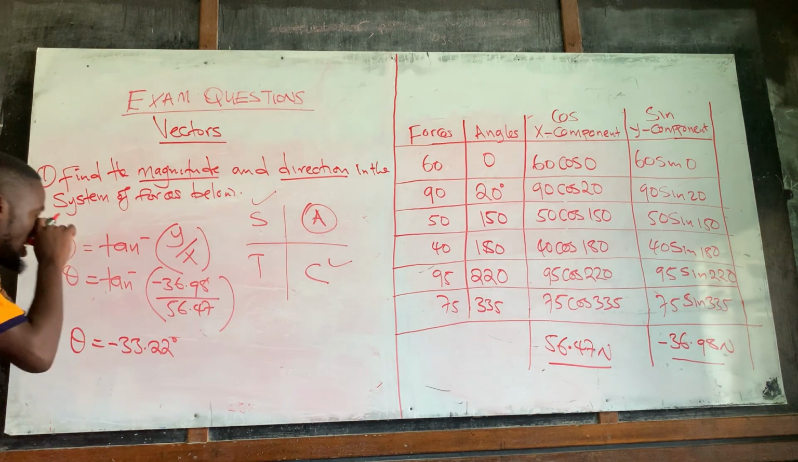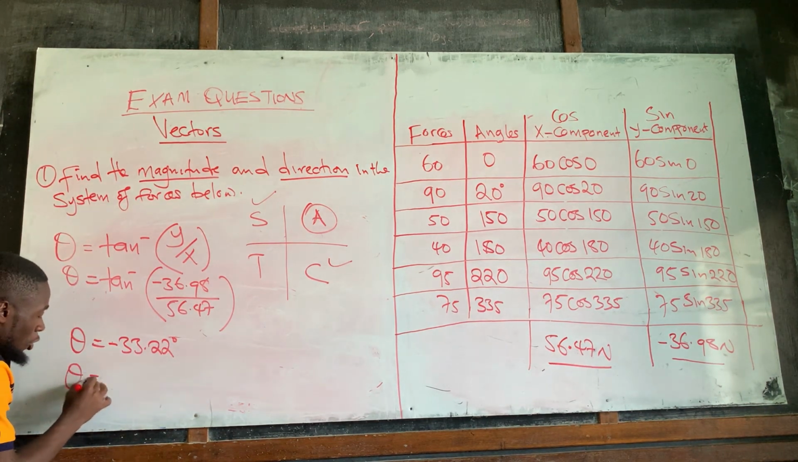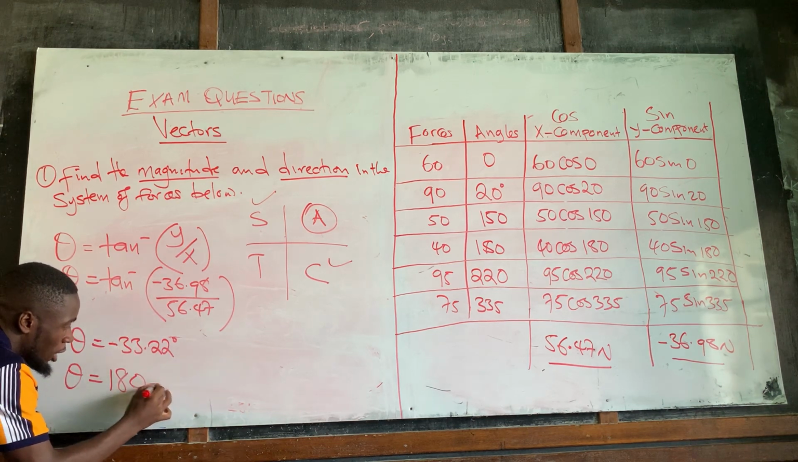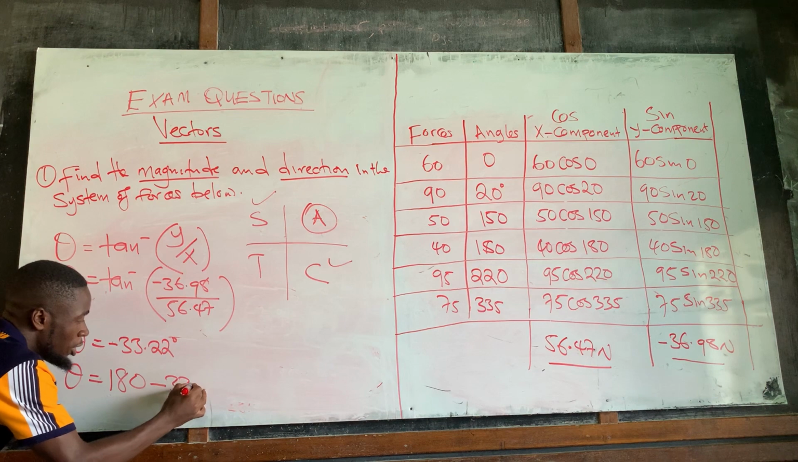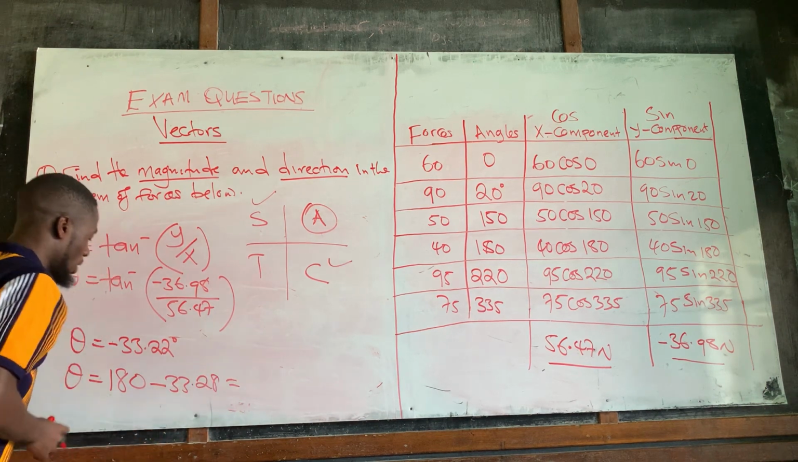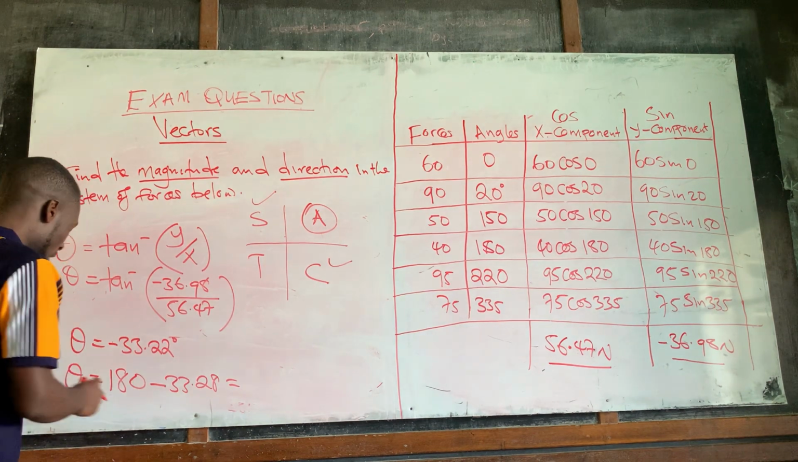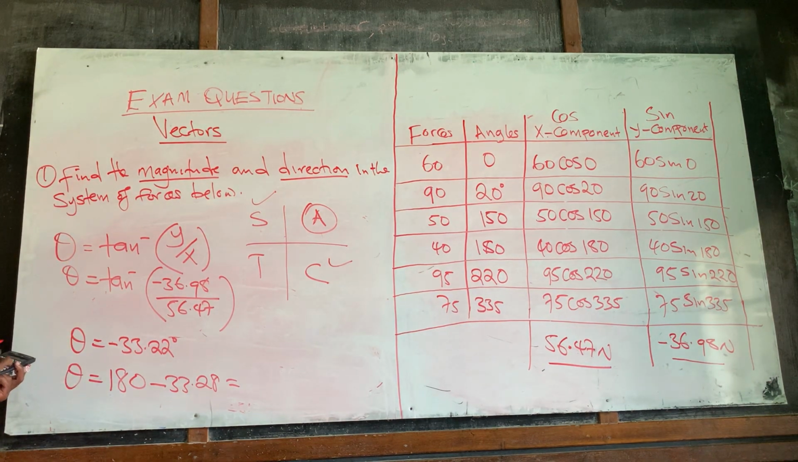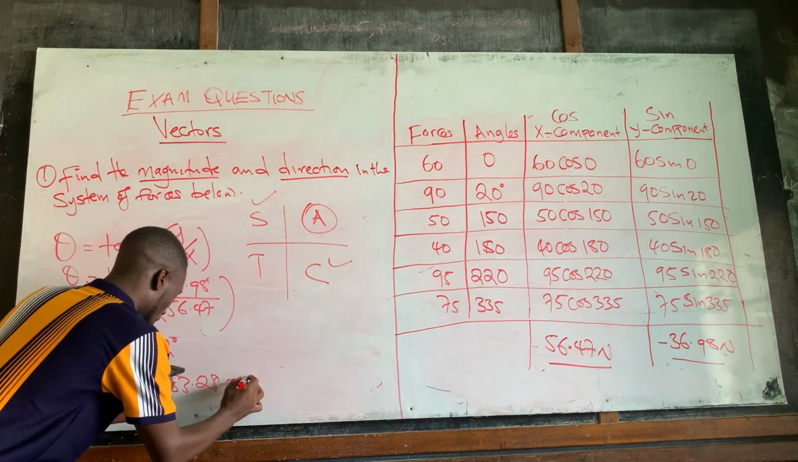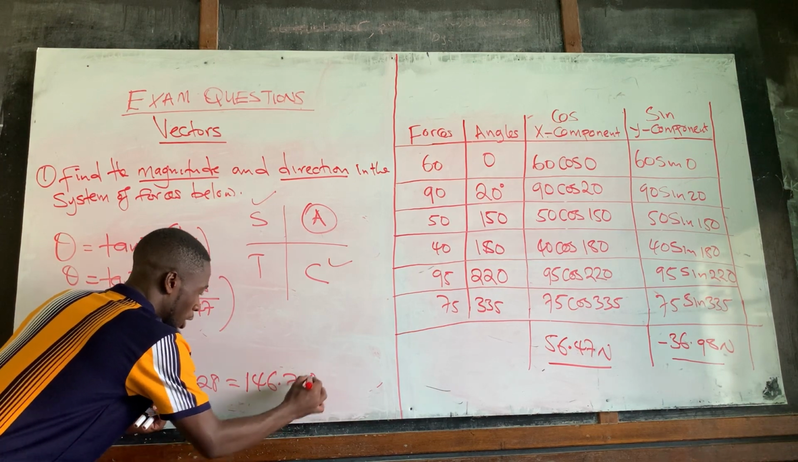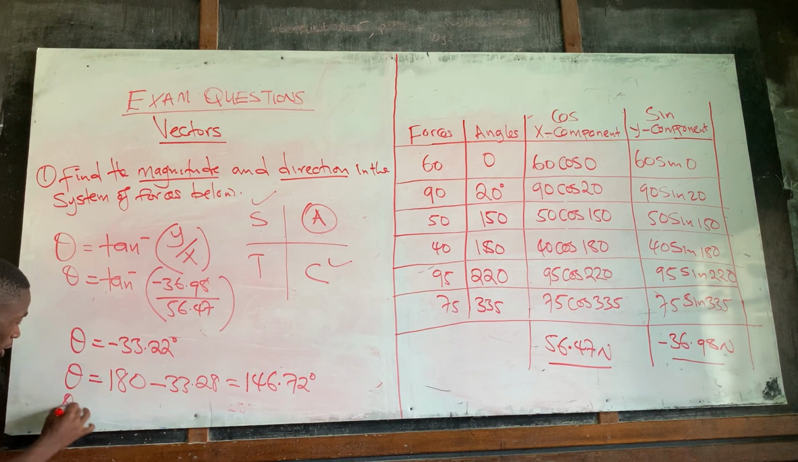So the first answer will be theta equal to what? In that quadrant it's 180 minus this angle here. Okay? 33.28 there. So what's the answer here? 180 minus 33.28. So the first answer is 146.72 degrees. Okay?